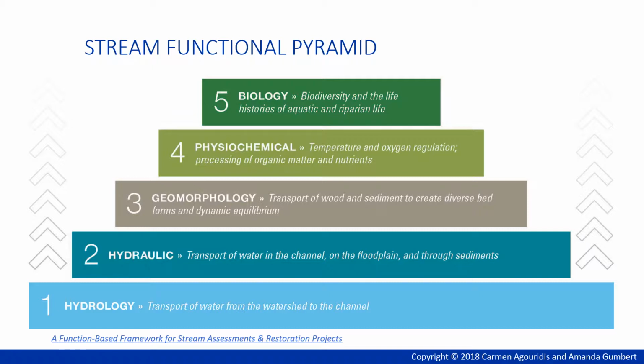One important concept about the pyramid is that each tier builds upon itself. For instance, to achieve the top goal of biological health, all of the other tiers must function well. If one tier functions suboptimally, the above layers will also suffer.